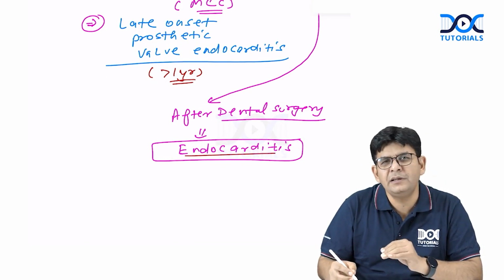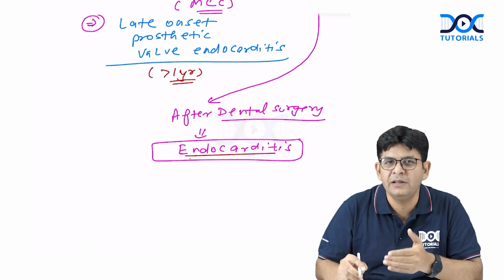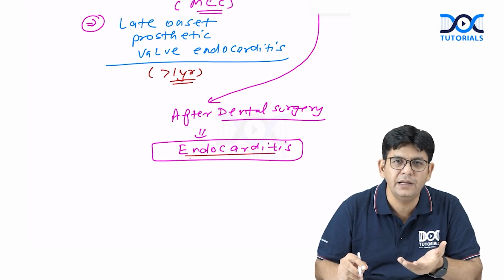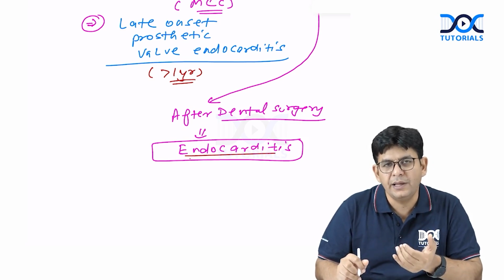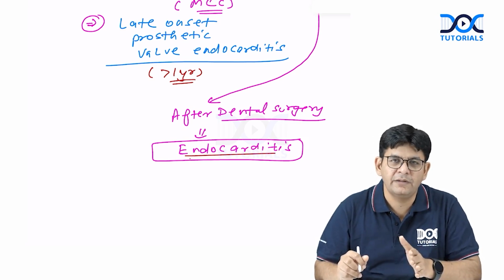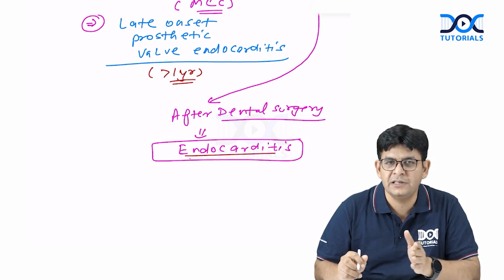Now, you already know the criteria for endocarditis: the modified Duke's criteria. What is the major criteria? The major criteria is blood culture of the typical organisms, and along with that, echocardiography, in which you can see the vegetations. That is the major criteria.